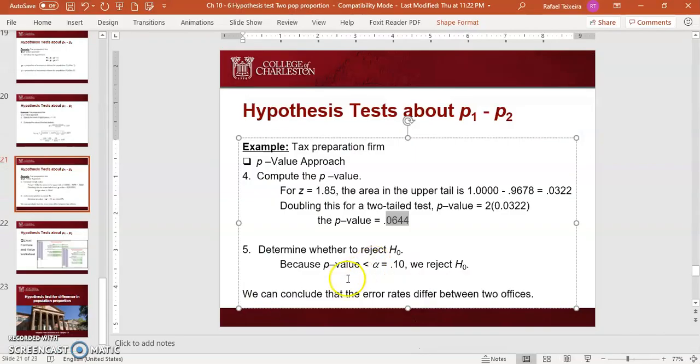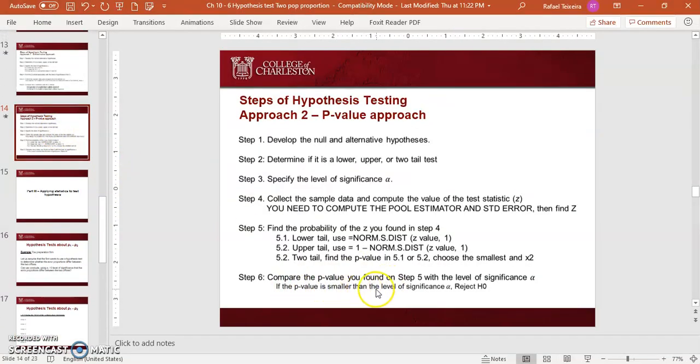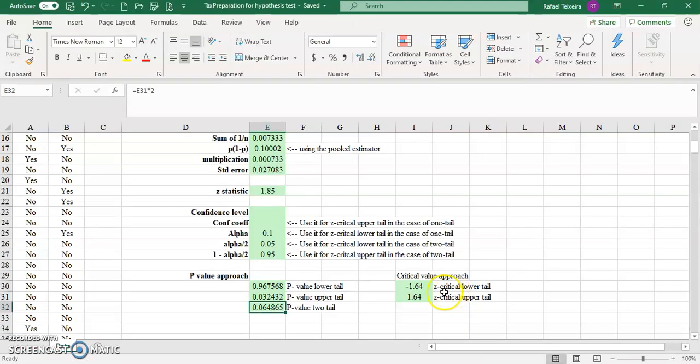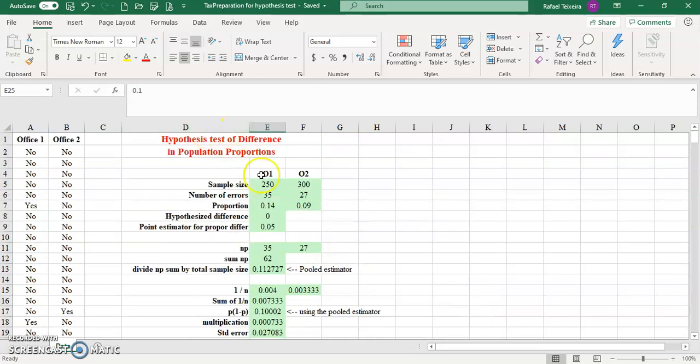And then now the last step is the p-value. Let's go over my steps. If the p-value is smaller than the level of significance alpha, reject the null hypothesis. The alpha is 0.10. 0.06 is smaller than 0.10, so I reject the null. So this is how you solve hypothesis tests for difference between two population proportions using the raw data in Excel.